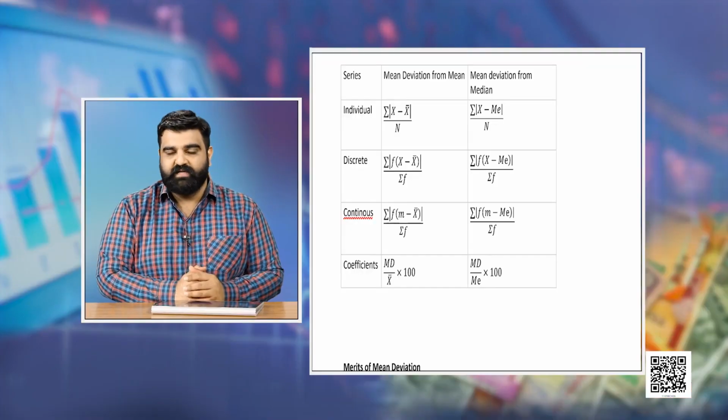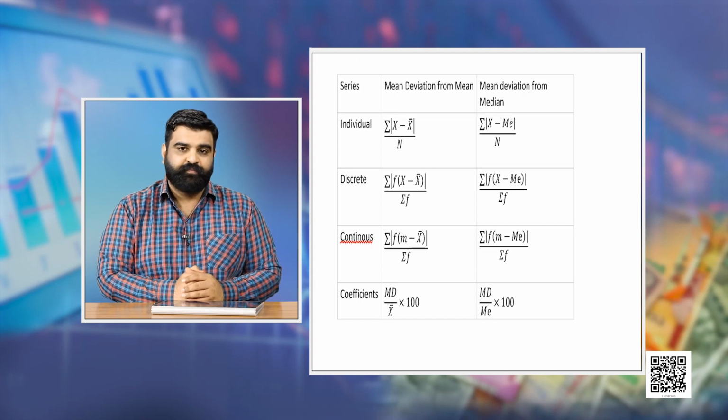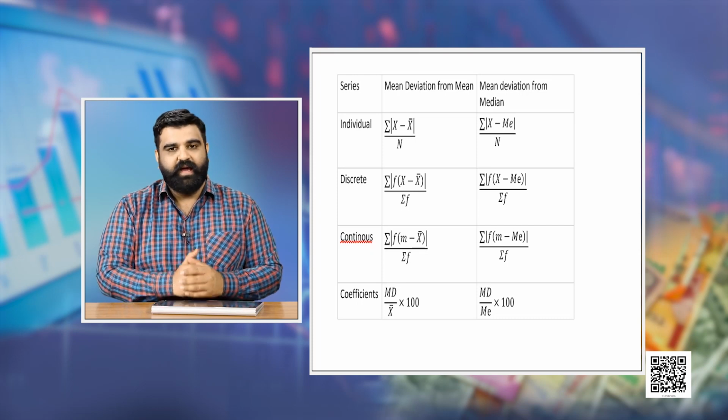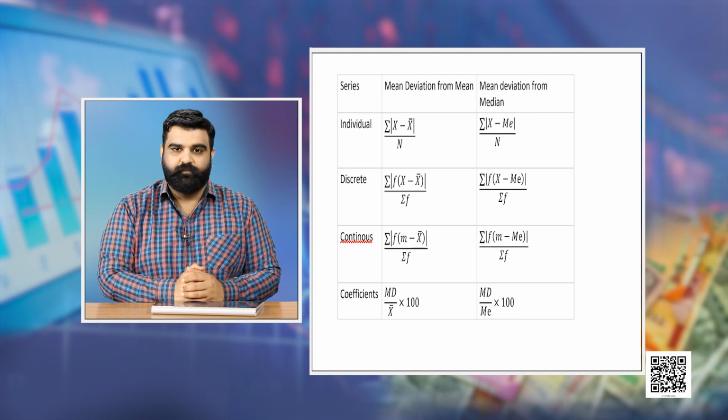So, we have the formulas on the screen. The formula for individual series is sigma mod x minus x bar divided by n. So, x minus x bar represents the deviations from mean. Summing them up and dividing by the number of items in the series will provide you with mean deviation from mean. If I replace mean with median, this will give me mean deviation from median.